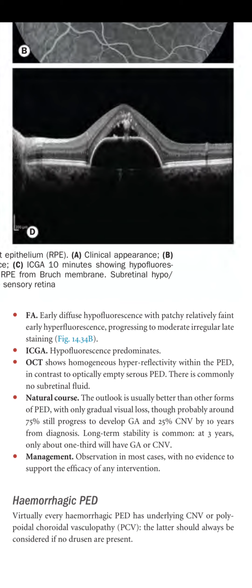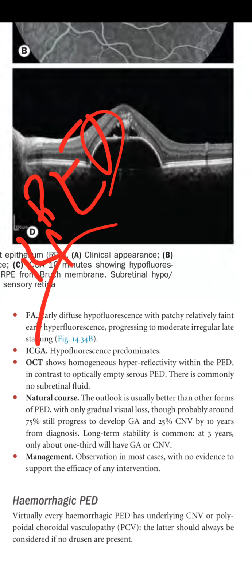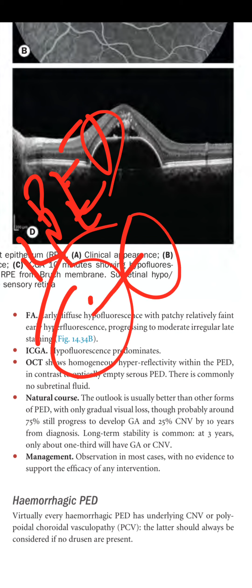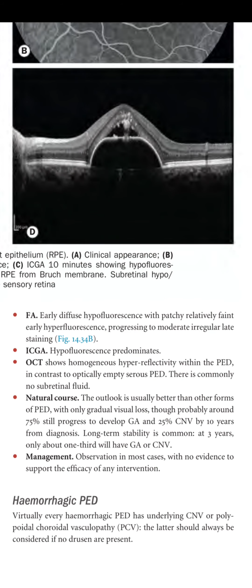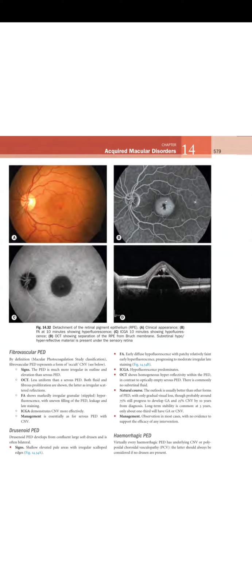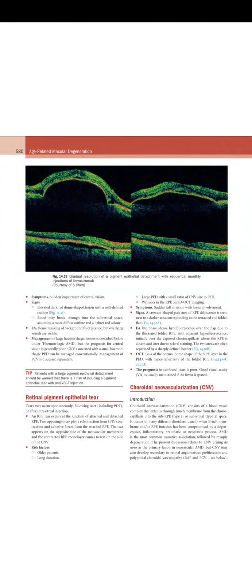Next, there is a hemorrhagic PED. Virtually every hemorrhagic PED has underlying CNV or polypoidal choroidal vasculopathy. So because the PED occurs due to some hemorrhage beneath the RPE, the hemorrhage should have some kind of cause. Most of the time, the cause is usually underlying CNV or polypoidal choroidal vasculopathy. The latter should always be considered if no drusen are present. If no drusen are present, then PCV is to be considered.